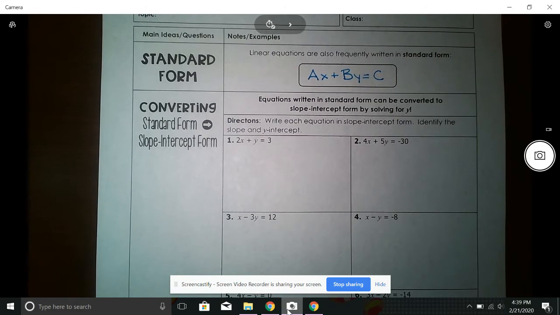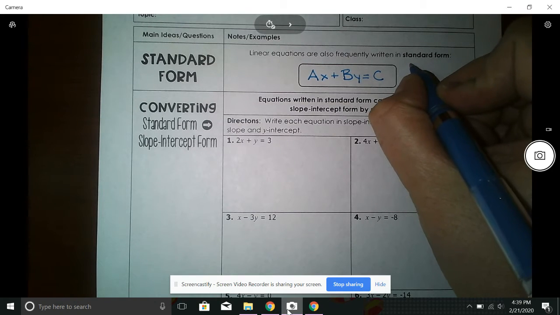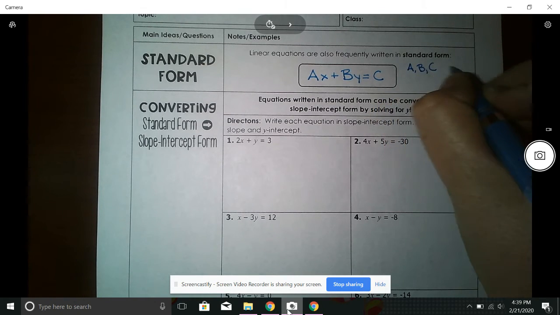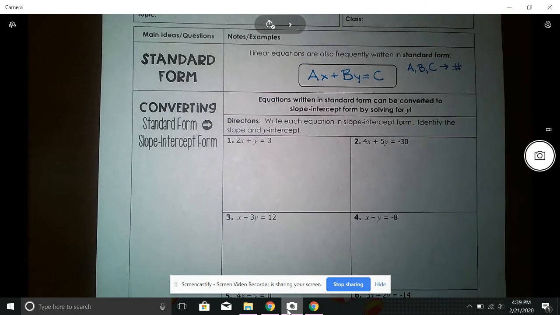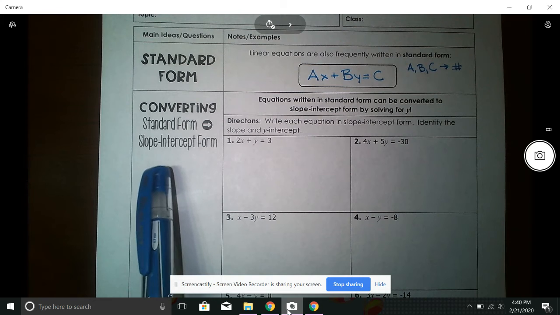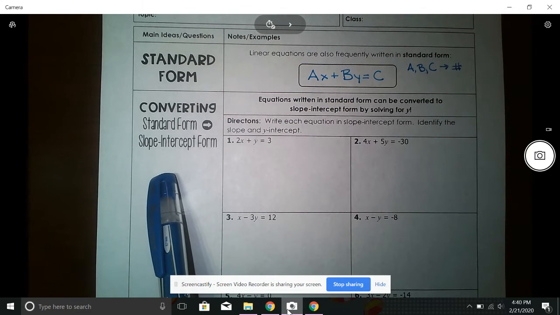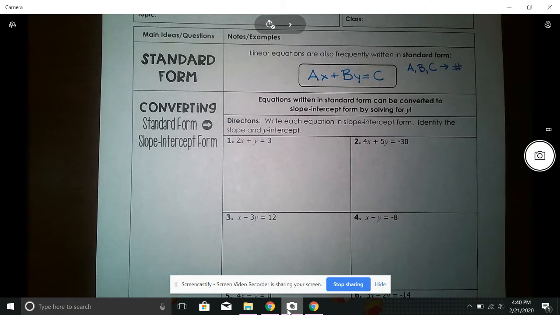Notice I put A, B, and C in capital letters. Those represent numbers. A, B, and C will be the numbers. X and Y will be the variables. Standard form is not super helpful when you're trying to work with lines, so we really need to work on converting our standard form equations into slope-intercept form. So we're going to rearrange each of these formulas from standard form into slope-intercept form. We're kind of back to our equation solving skills here.